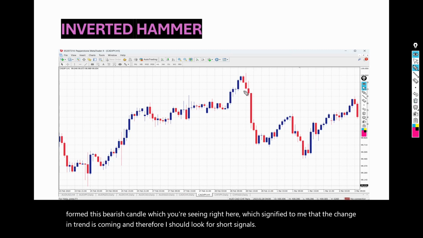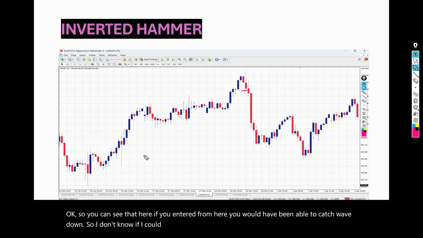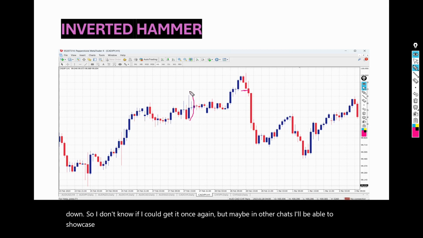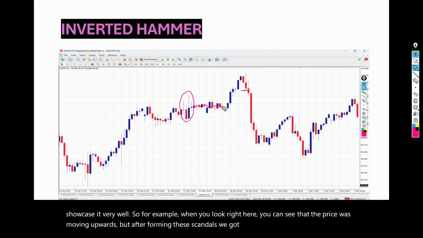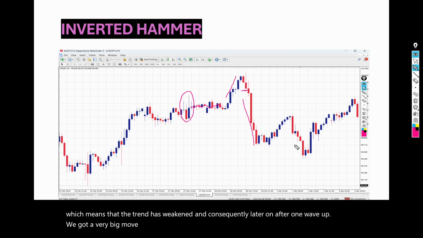So you can see that here, if you entered from here, you would have been able to catch the wave down. I don't know if I could get it once again, but maybe in other charts I'll be able to showcase it very well. For example, when you look right here, you can see that the price was moving upwards, but after forming these candles, we got a series of short-term candles, which means that the trend has weakened, and consequently, later on, after one wave up, we got a very big move down. So that means that these inverted hammers can also tend to work on a bullish trend.